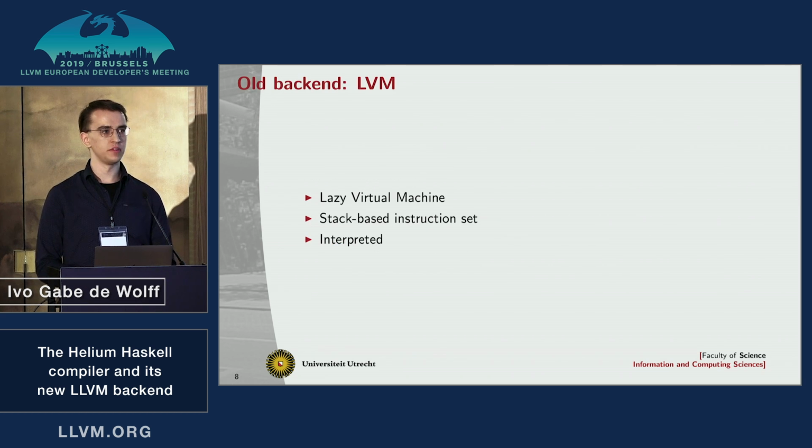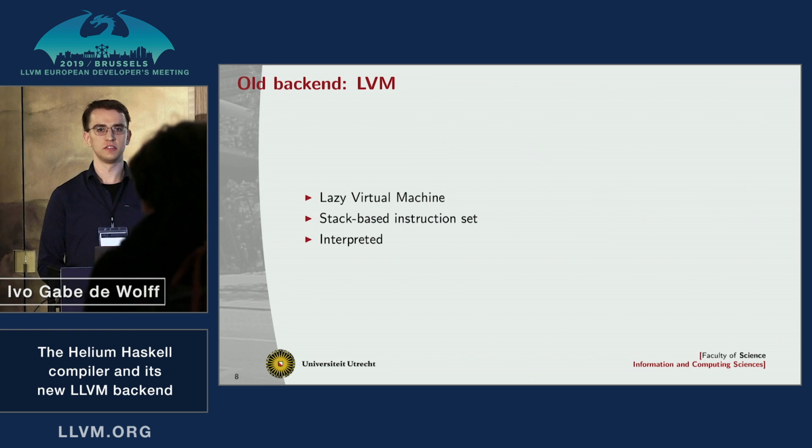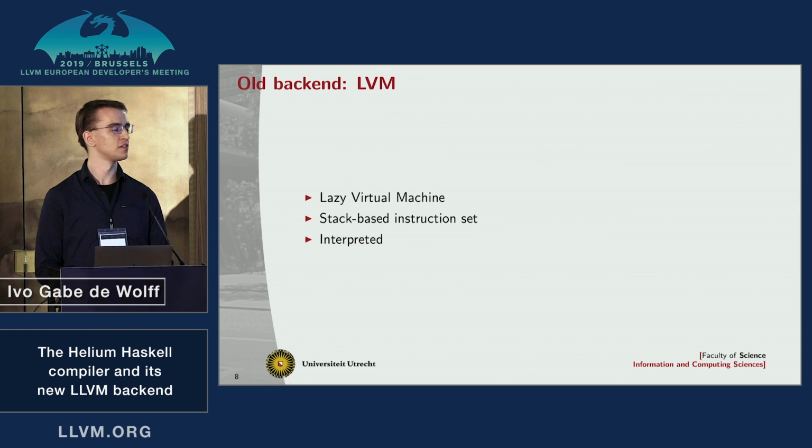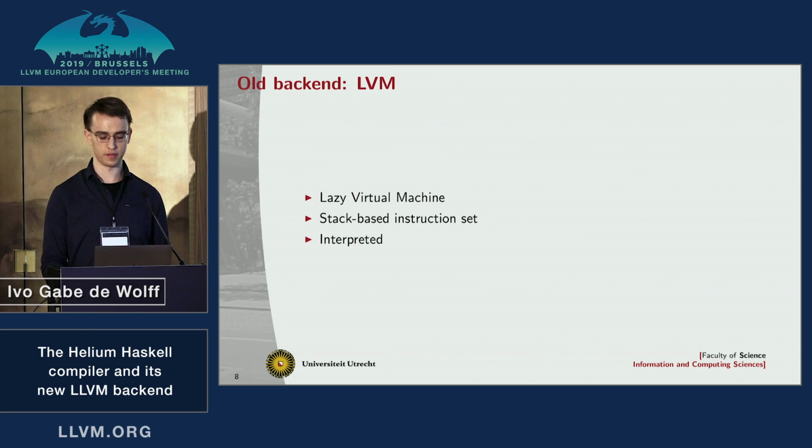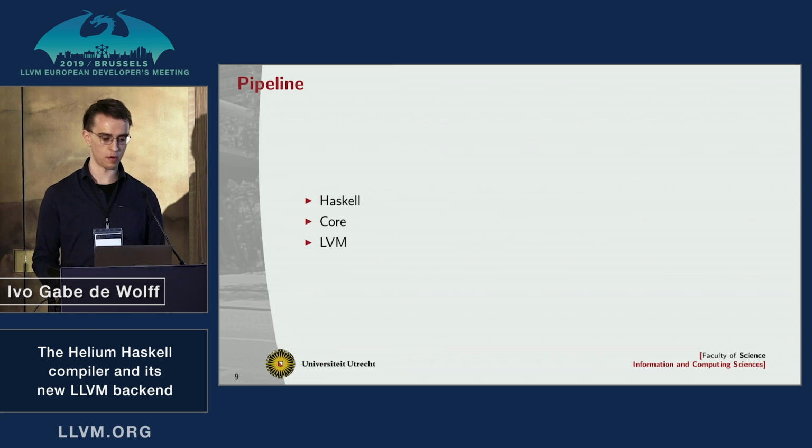The Helium compiler previously handled this with LVM, the lazy virtual machine. You should not confuse that with some other compiler framework which you might know. It had a stack-based instruction set, especially designed for lazy functional languages, and that was interpreted. It had, however, some bugs, which made it hard to maintain, so we chose to implement a new backend based on LLVM.